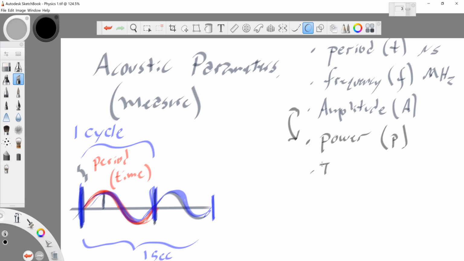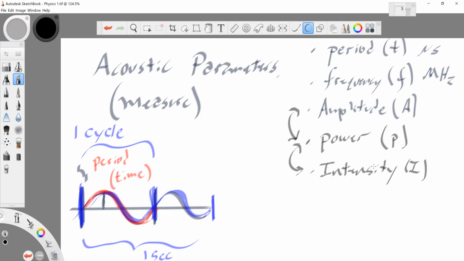Intensity is the next one. Intensity is also related to power, but it's a slightly different relation. Power goes up, intensity goes up. Power goes down, intensity goes down. So it's still a direct relation, but intensity is power per area.